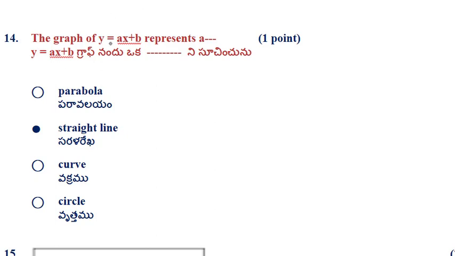The graph of y equals ax plus b represents a... y equals ax plus b is a linear polynomial. So a linear polynomial always represents a straight line. A quadratic polynomial represents a parabola. So the answer is straight line.